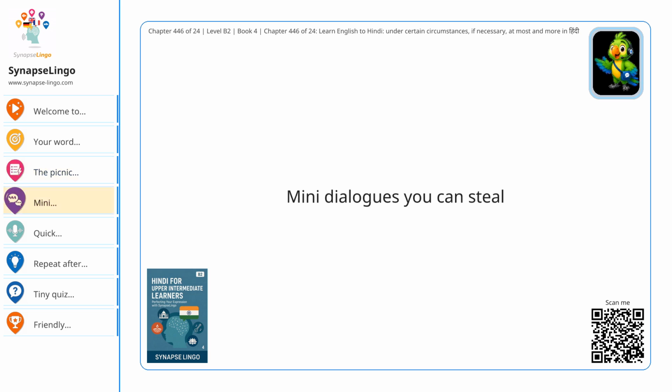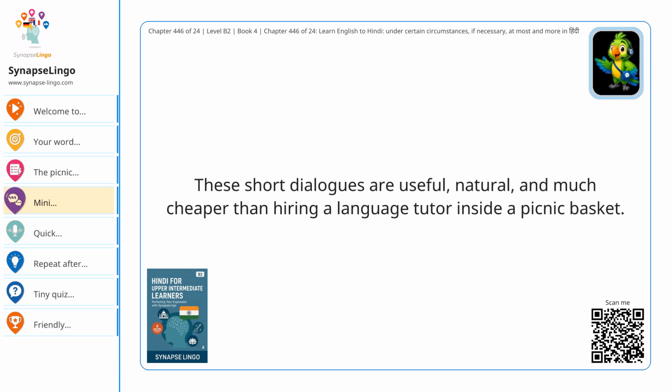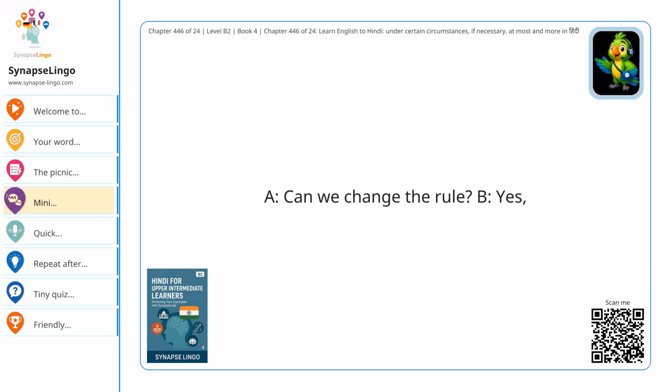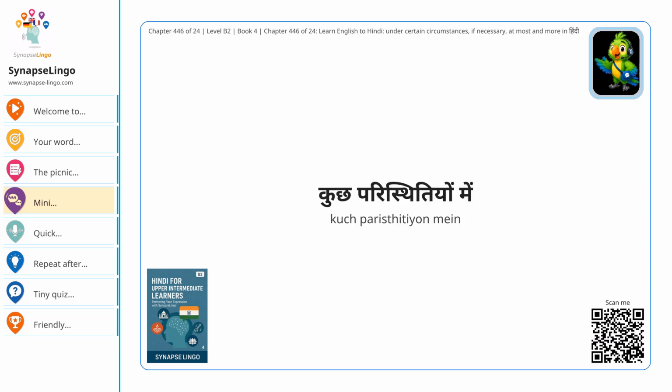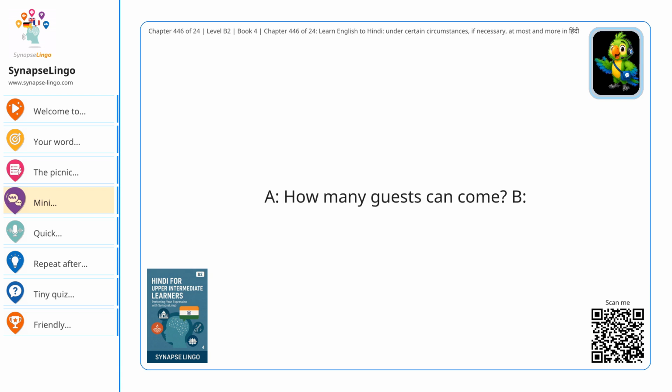Mini dialogues you can steal. These short dialogues are useful, natural, and much cheaper than hiring a language tutor inside a picnic basket. A. Can we change the rule? B. Yes. कुछ परिस्थितियों में. A. Should I call again? B. यदि आवश्यक हो. A. How many guests can come? B. ज़्यादा से ज़्यादा. 10.